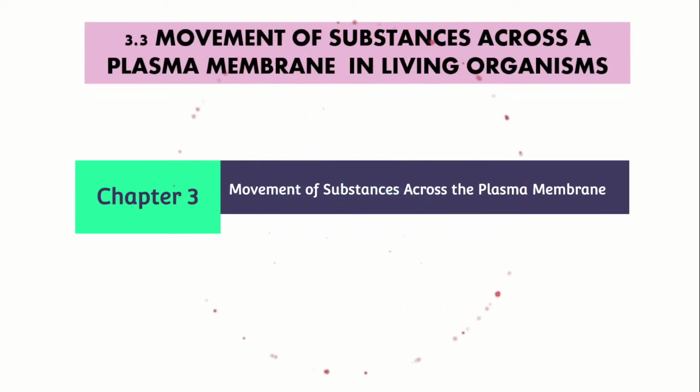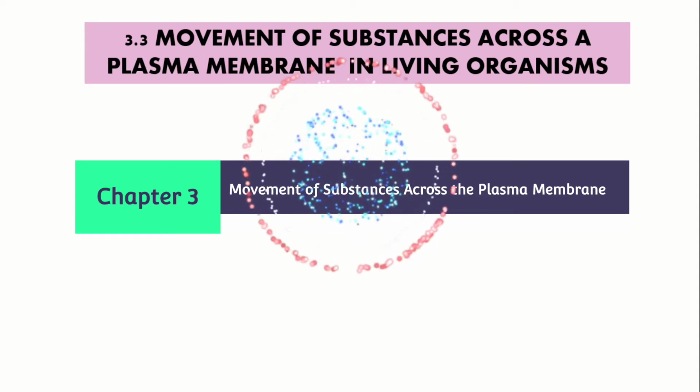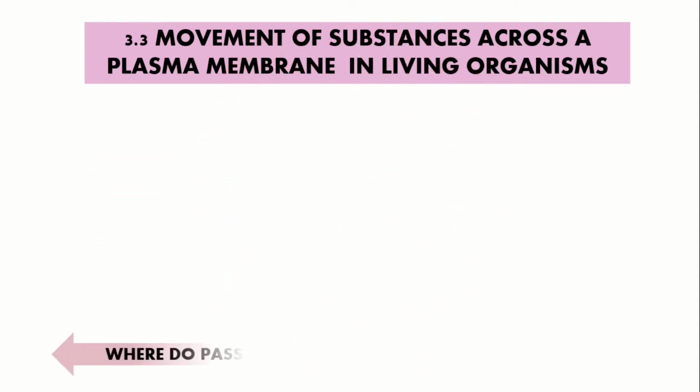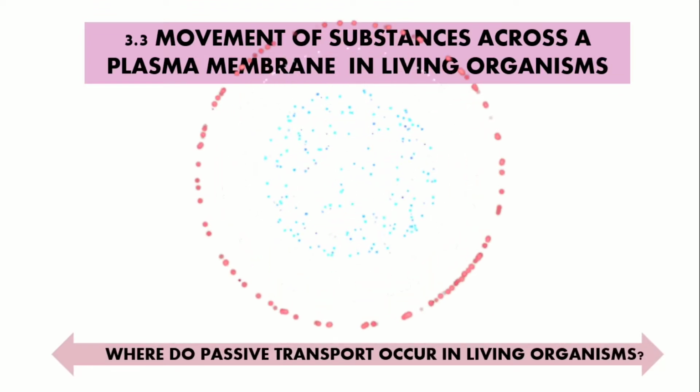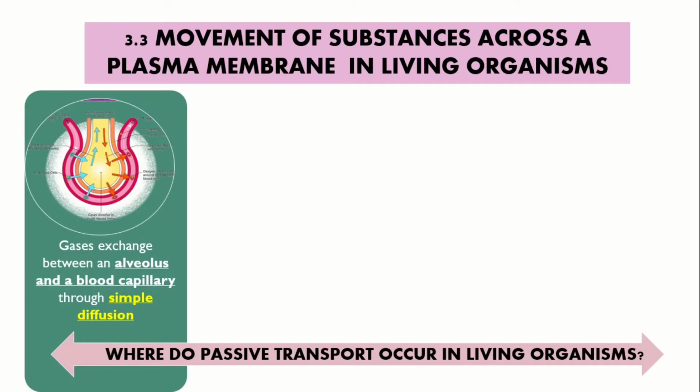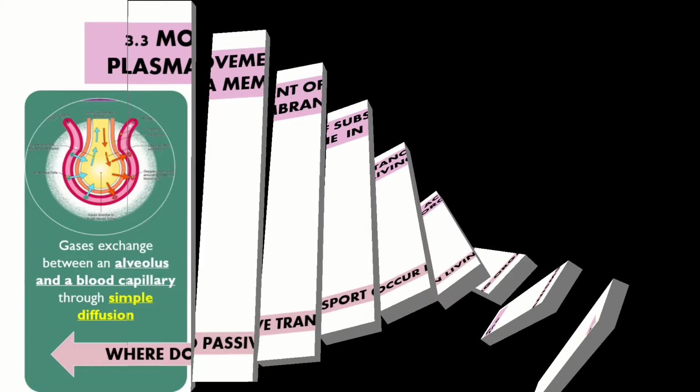So today we are going to discuss the movements of substances across a plasma membrane in living organisms. In this topic, we are going to discuss where gaseous transport occurs in living organisms. First, this process occurs in the gas exchange between the alveolus and the blood capillary through simple diffusion.